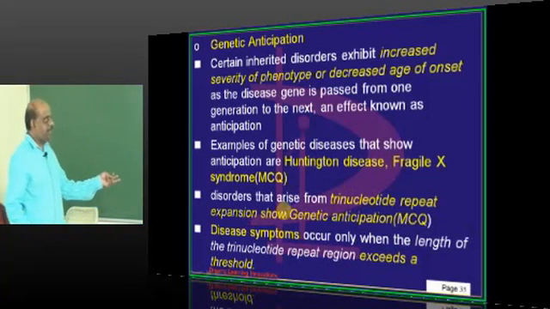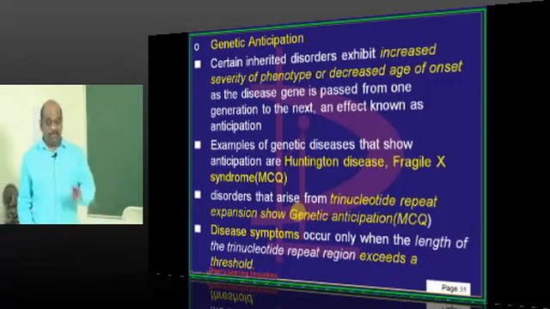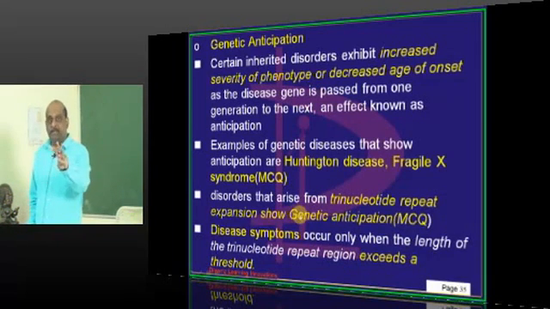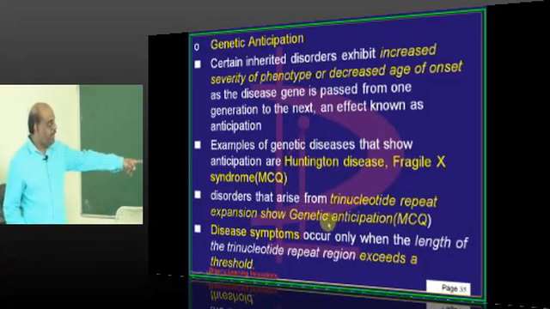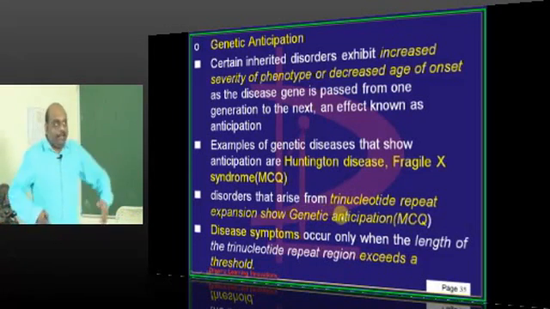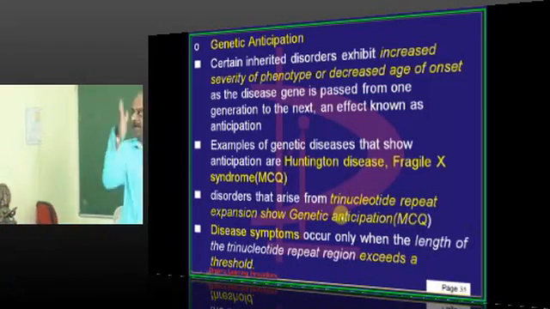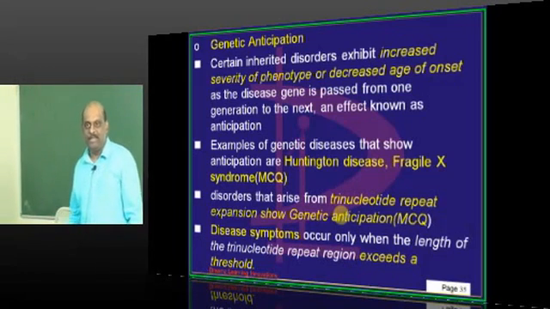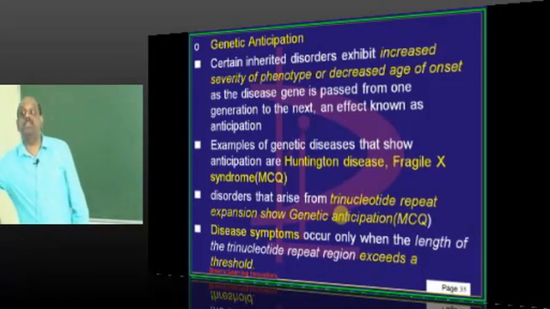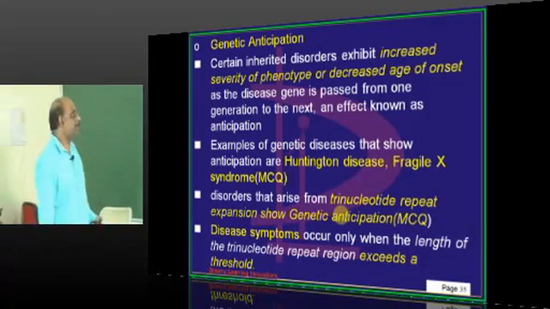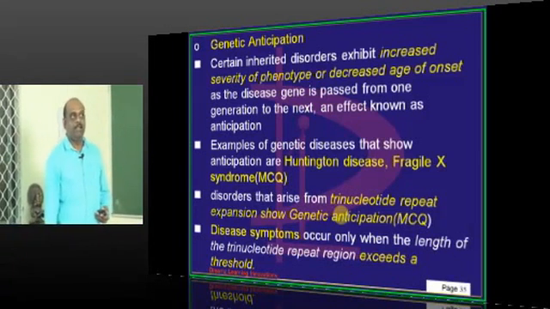Huntington's disease, Fragile X syndrome, wherever trinucleotide repeat mistakes happen at the time of DNA replication, leading to increasing mistakes as the generations pass down. Hence, early expression and more severity of the disease is what needs to be remembered.